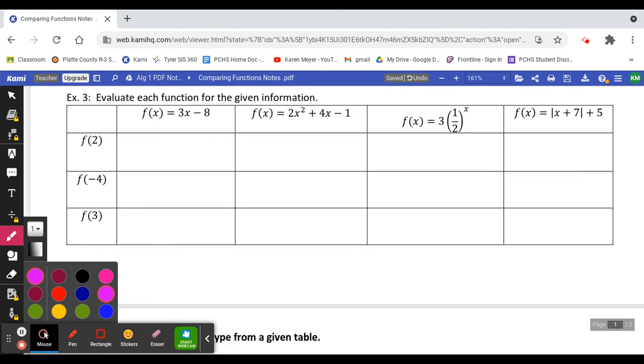Okay, now we get to do some evaluating. And evaluating is giving us an answer. And I just want to make sure that everybody is aware of this. Instead of starting with y equals, do you notice that it starts with f parentheses x? Well, f of x is function notation.